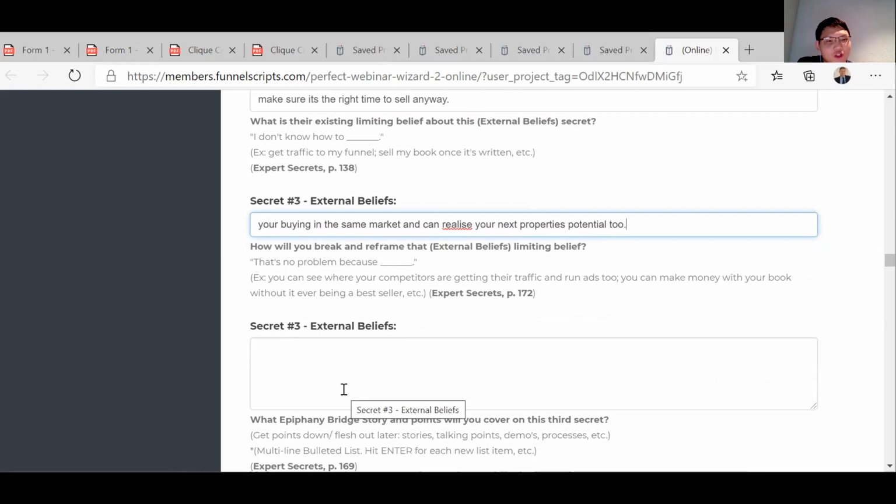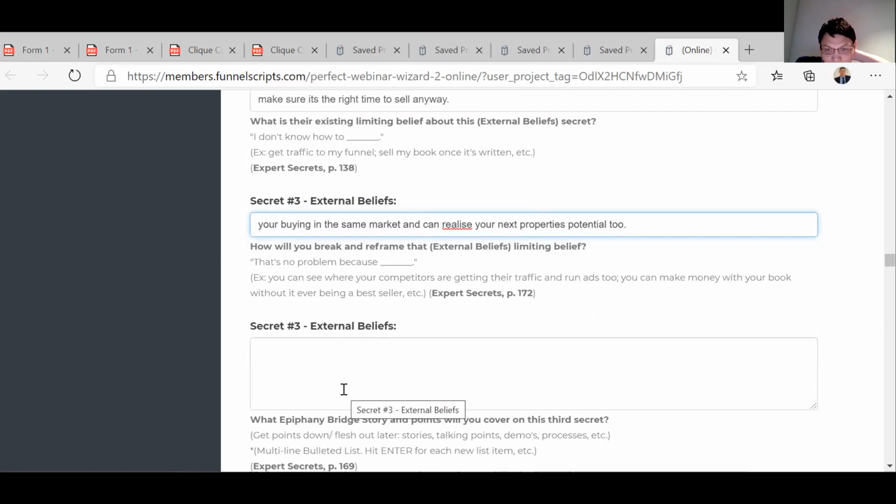But okay, you have to tell them a story. What is a personal bridge story you can cover? Do you have a story or case study? You help someone sell the property and the person believes they have to sell in a good market. Then they find out they don't actually get a good deal, it doesn't matter when they sell. Do you have a case study or story like that?